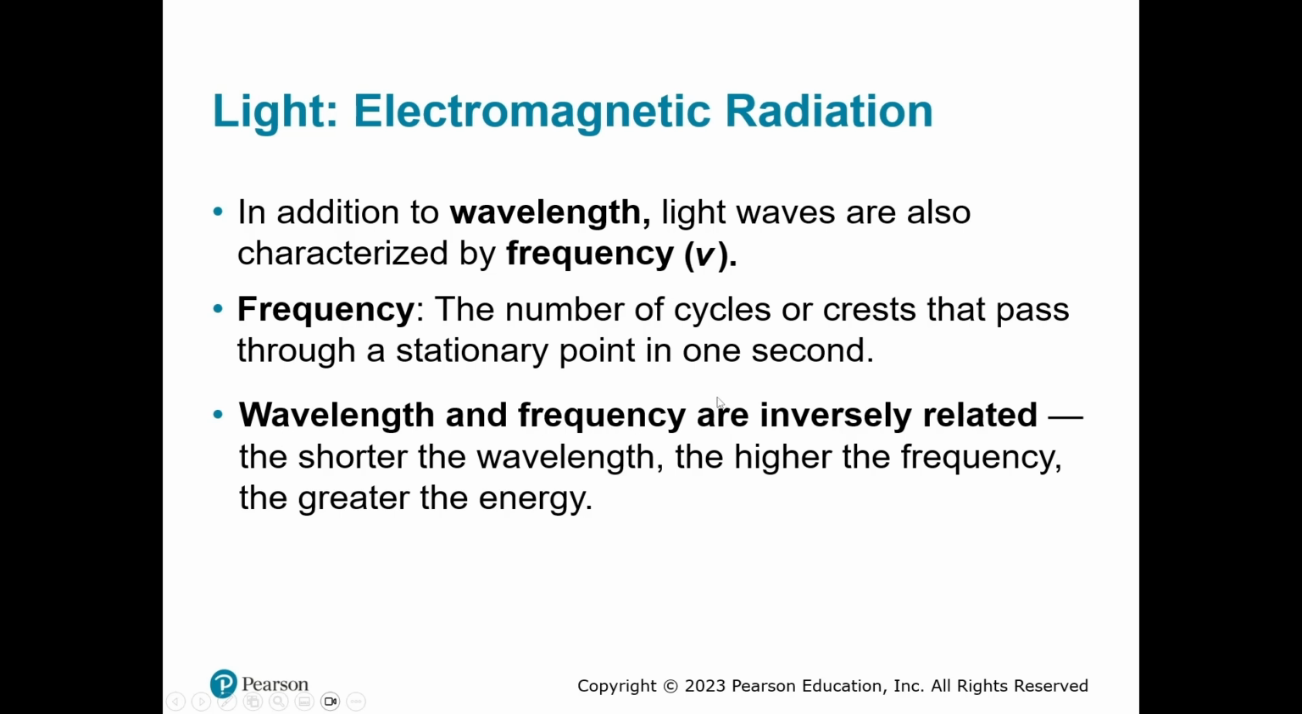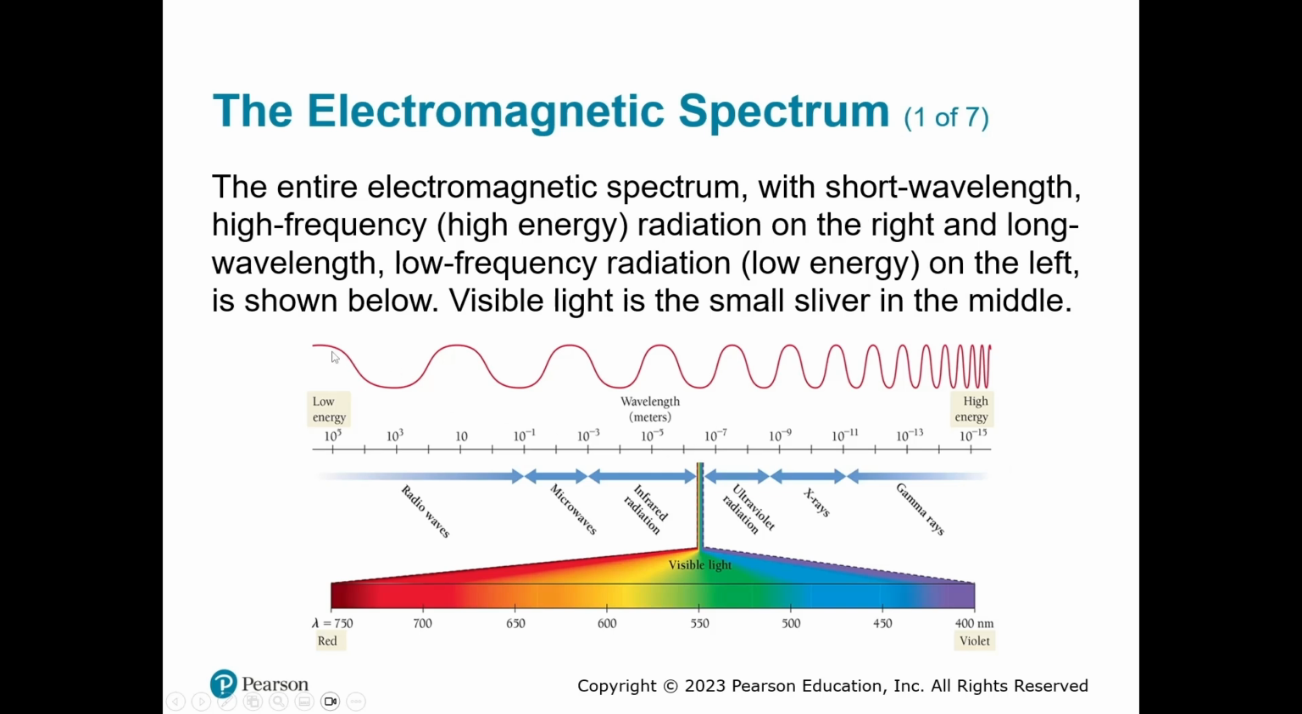So wavelength and frequency are inversely proportional. As wavelength increases, frequency decreases. As wavelength decreases, frequency increases. So essentially what we're saying is, as this wavelength increases, from very small to very large, the time it takes for it to go through one period also increases.